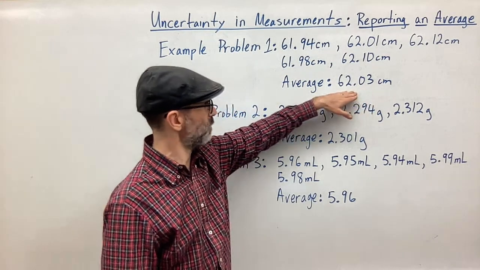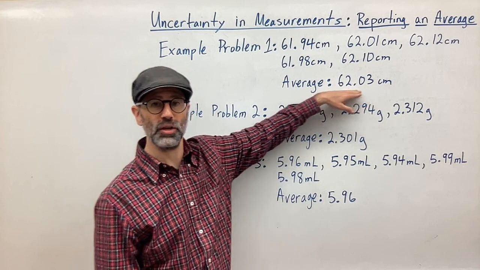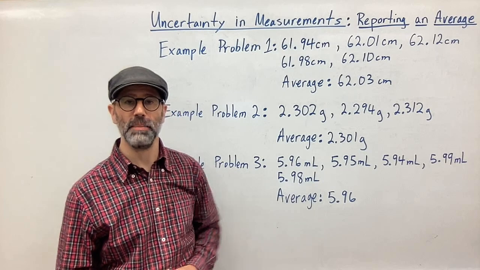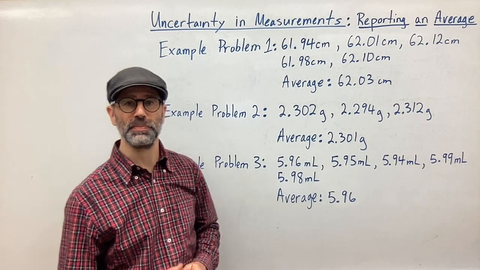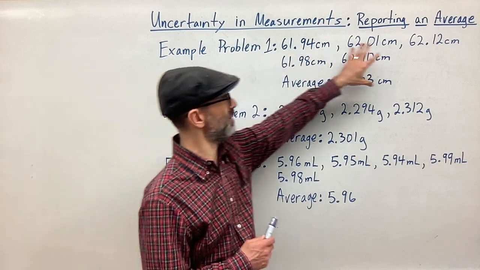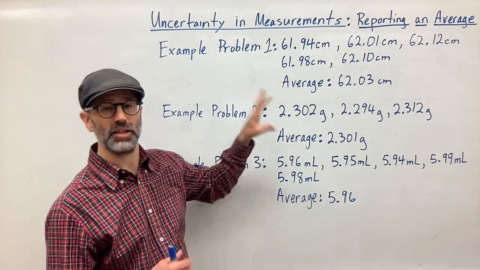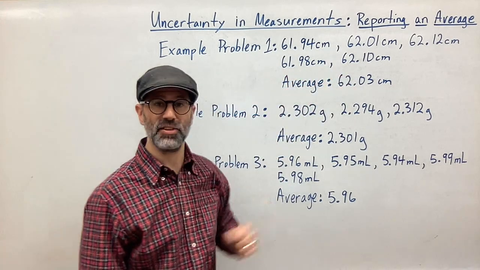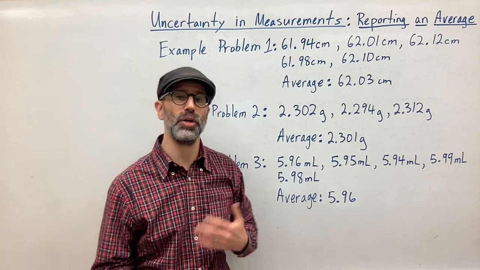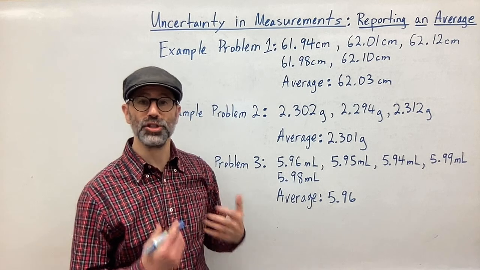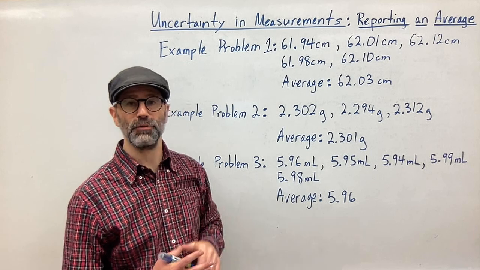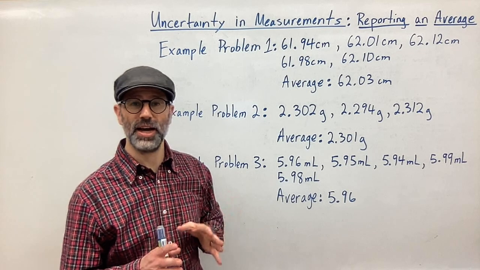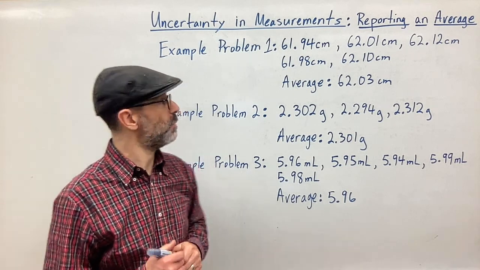So the question then becomes, am I allowed to report all of these digits? And what is the uncertainty that goes with that reporting of the average? So when you're given a list of measurements, you want to look at what digits stay the same throughout all of the measurements, and that will give you your certain digits. And then the ones that are fluctuating are going to be the ones that are uncertain. Now, there's a caveat to that that I'll talk about in a moment.